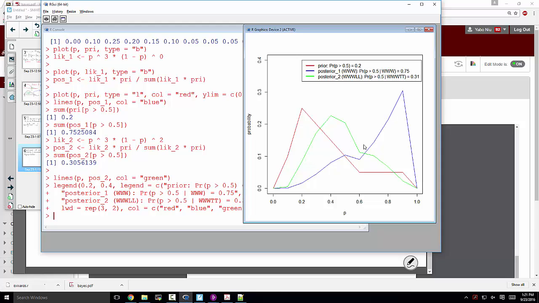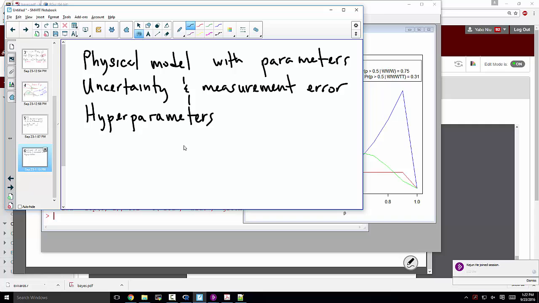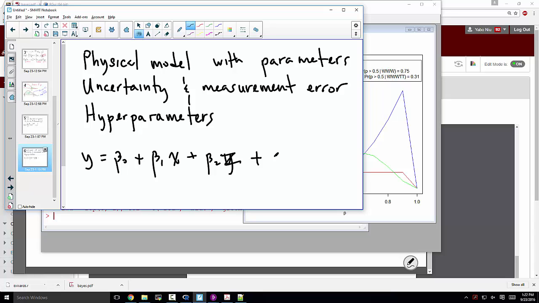This was a super simple example of a posterior distribution. In order to get it, we just manually implemented Bayes' theorem: likelihood times prior divided by the sum or integral of likelihood times prior. But we might have a really complicated regression model. Y is beta 0 plus beta 1 x plus beta 2 z plus error. And we might say beta 0 has a distribution, and beta 1 has a distribution, beta 2.